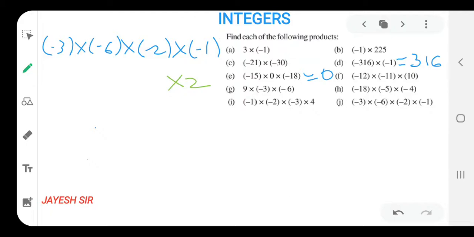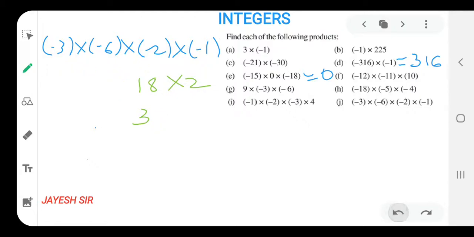And 6 3s are 18, we all know, minus minus plus, so 18 2s are 36 would be our answer. I hope you all might be getting it. How we have got minus 3 into minus 6, that means 18, and minus 2 into minus 1, answer is 2. So 18 2s are 36, we all know.